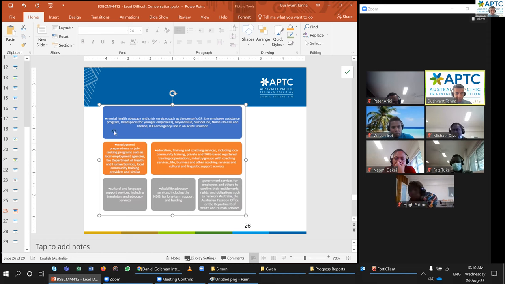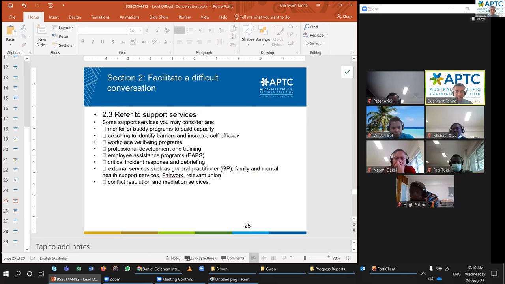I mean, there's a lot to read. Mental health advocacy, crisis, and GP. I mean, it's the same thing. Yeah, but they are just put in a picture form.